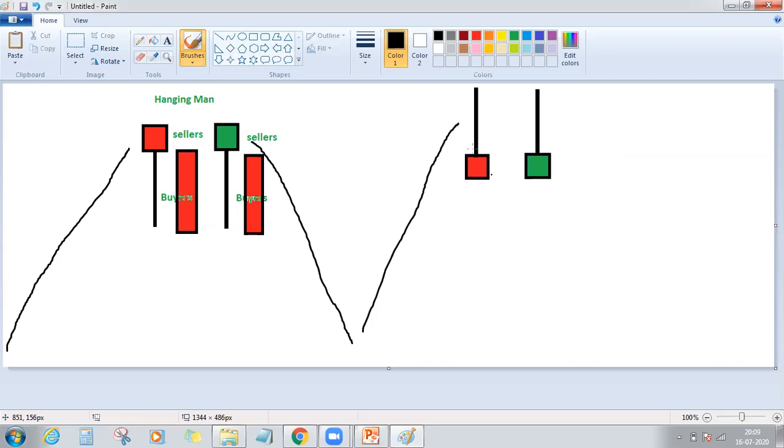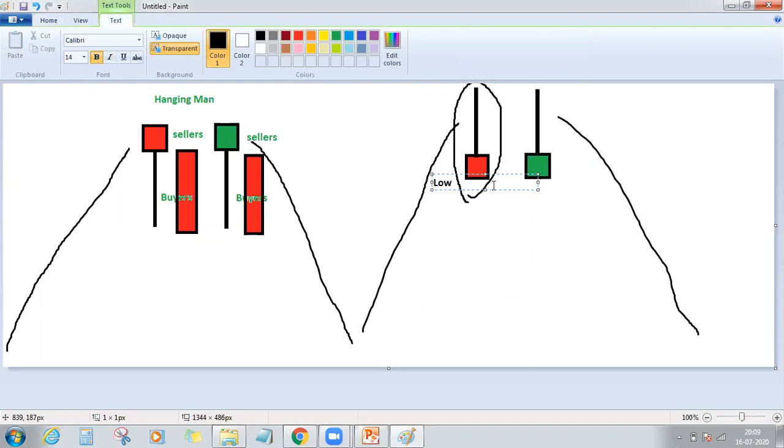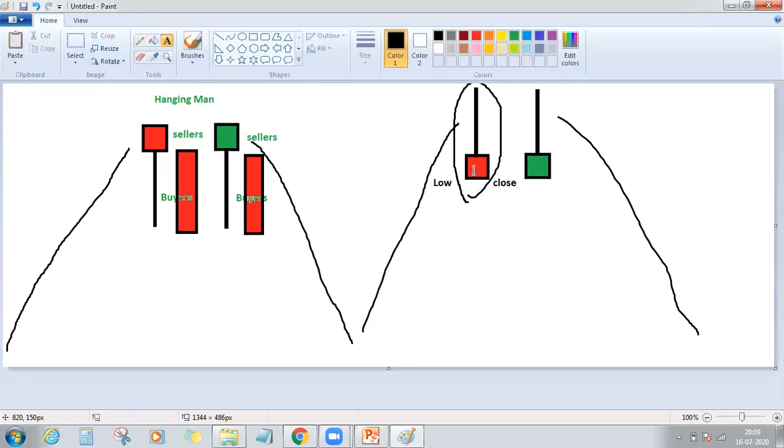Now in this scenario, you need not wait. So this scenario I'm talking about, you need not wait for one more candle to close below this, because the low and the close are the same here. So when the low and close are the same, we know that sellers are in a mood to continue their bearishness.